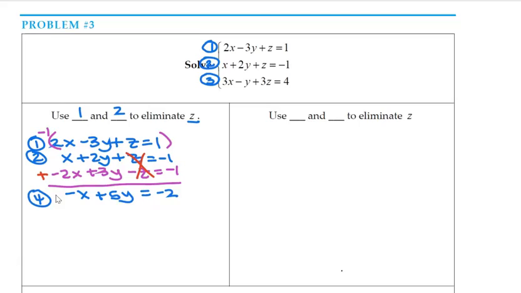All right, and then we're going to go back up to the original 3 and pick 2 others and eliminate that same variable. I'm trying to really emphasize that, because if people make mistakes, it's usually that. If you eliminated z the first time around, you've got to eliminate z again. So let's look at equation 2 and equation 3 and see how we can eliminate z there. So I'll write these down.